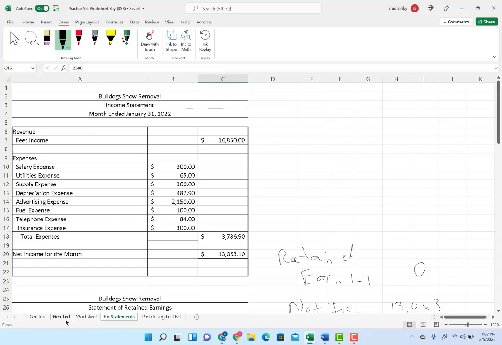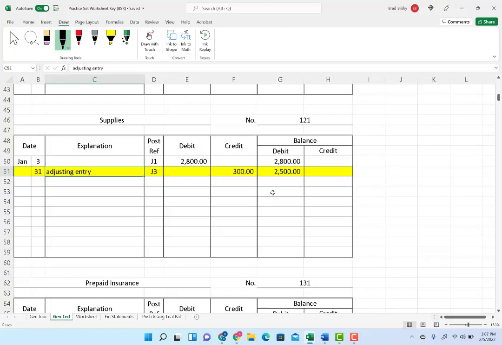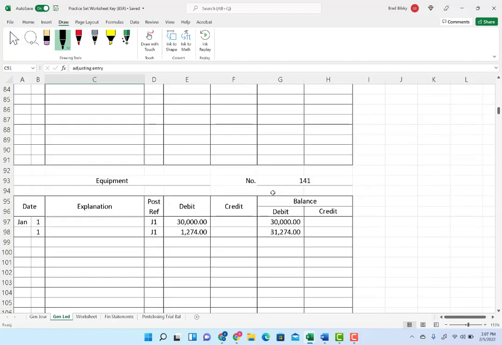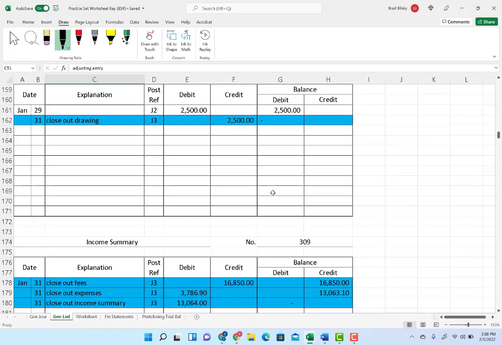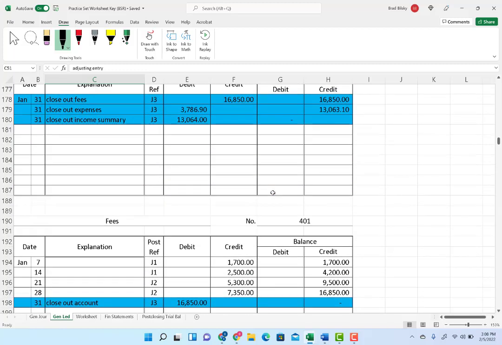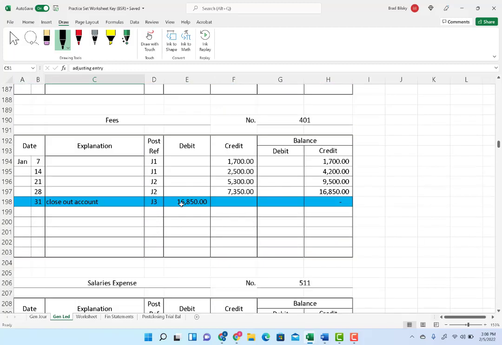If I look right now in my ledger, for instance, let's look at our fees income account here. We scroll down there, and we're going to see there's still a balance before we make our closing entries. Notice this blue is my closing entry. These were all of our original entries during the month. After the 28th, I had $16,850 sitting in the fees account, right?